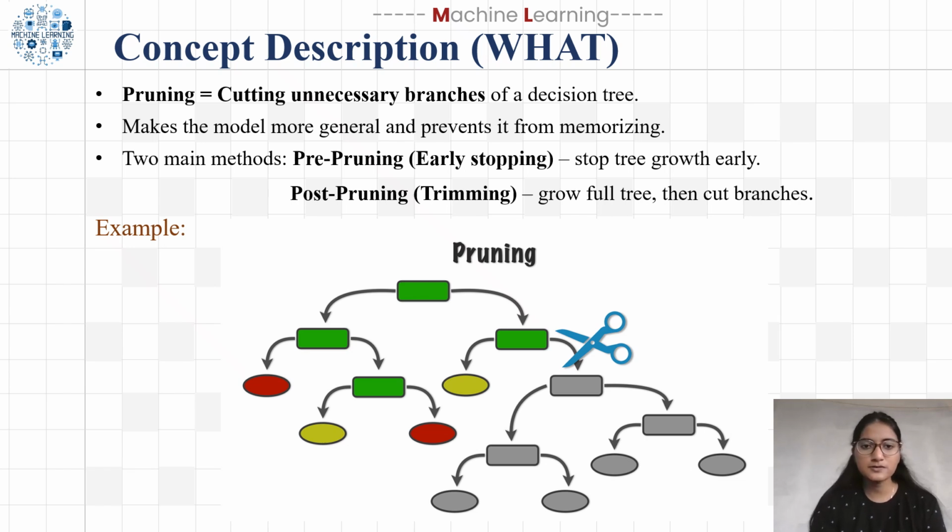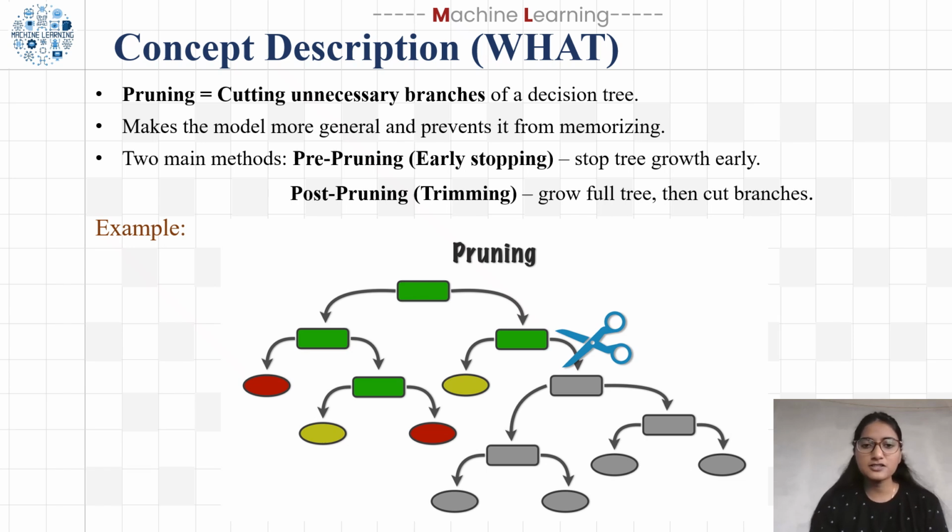The first one is pre-pruning, which means early stopping. Here we set conditions before the tree grows too much. For example, stop if the depth is greater than 3 or if fewer than 10 samples are left. So the main idea is to stop growth early.